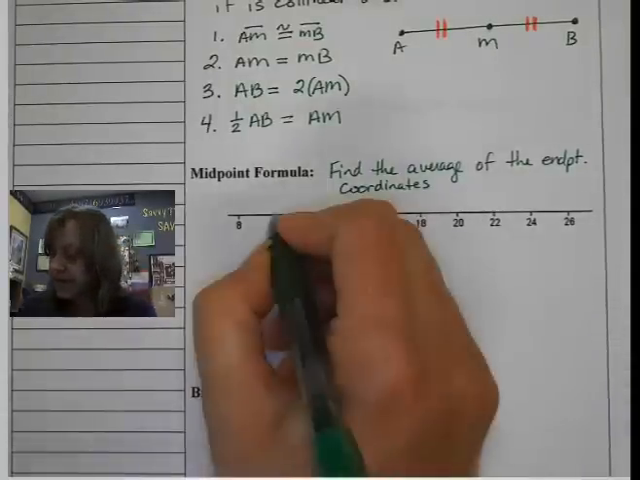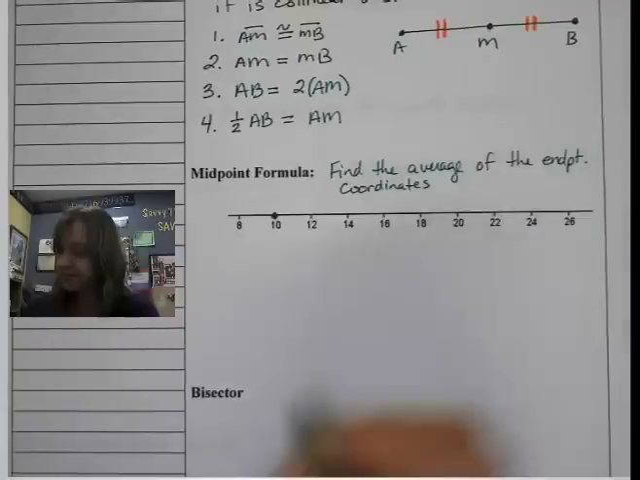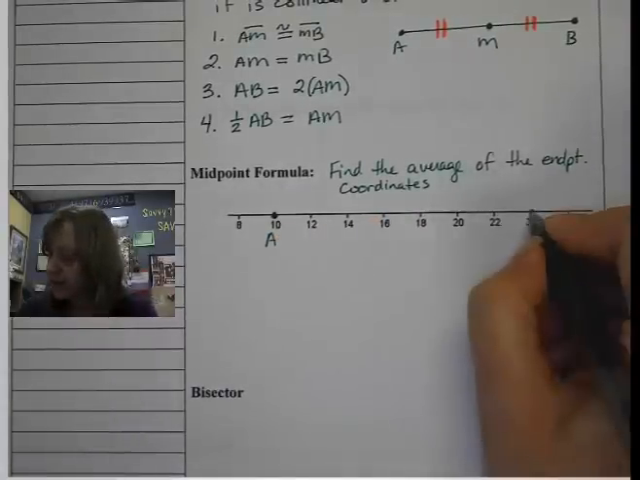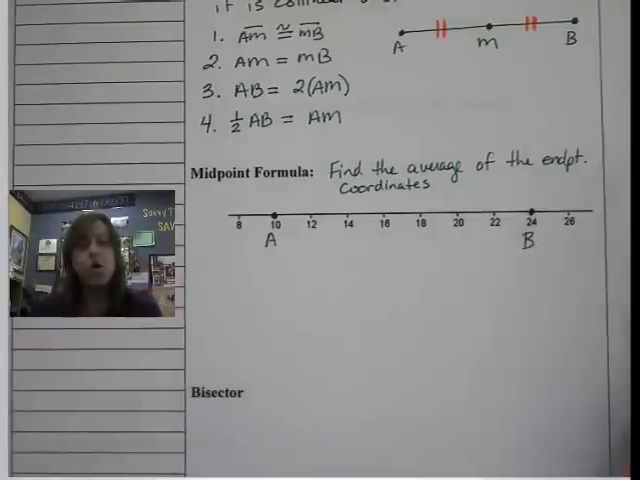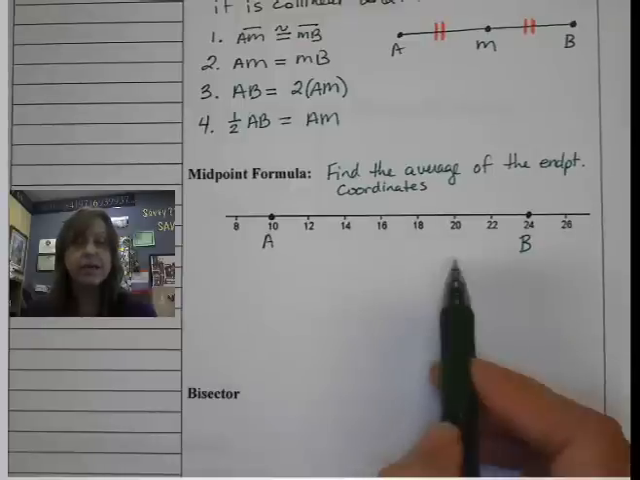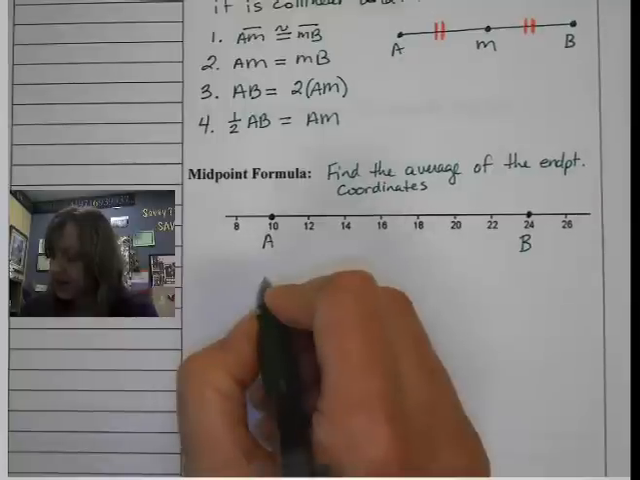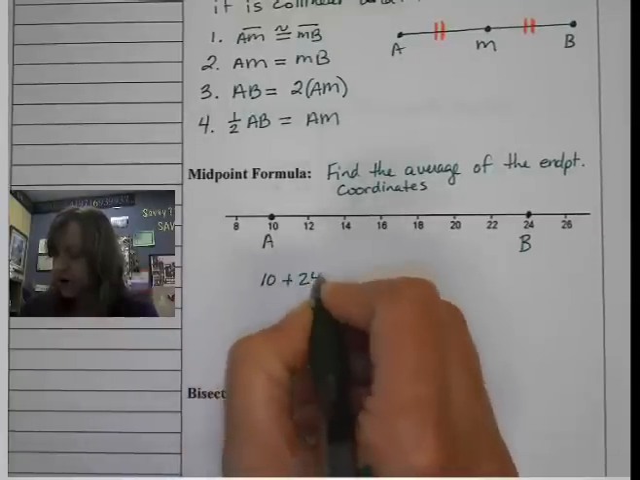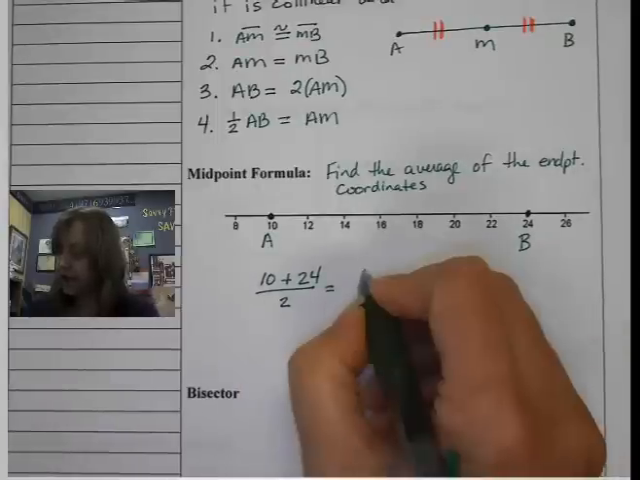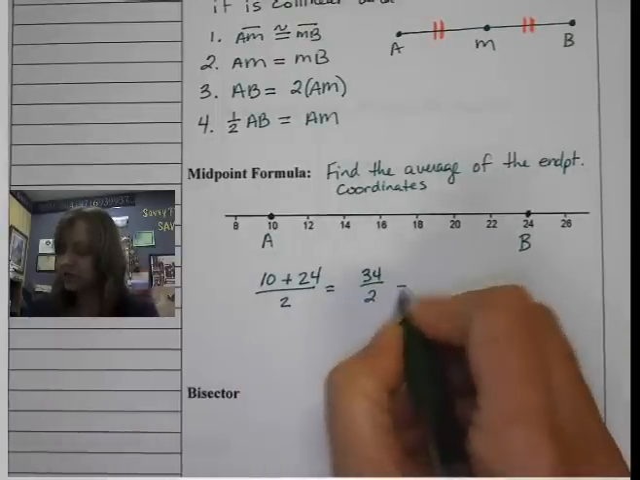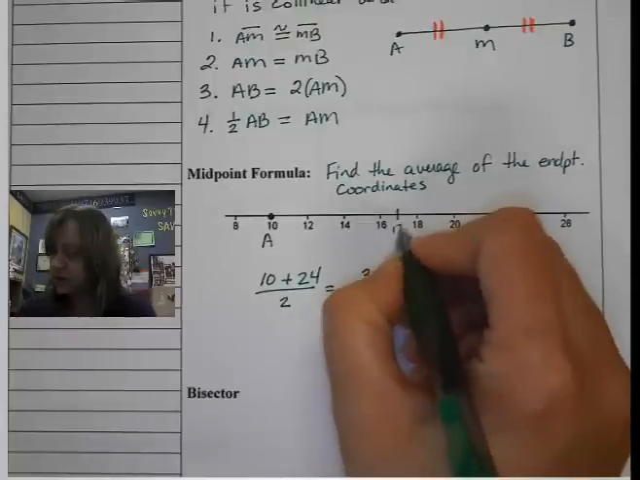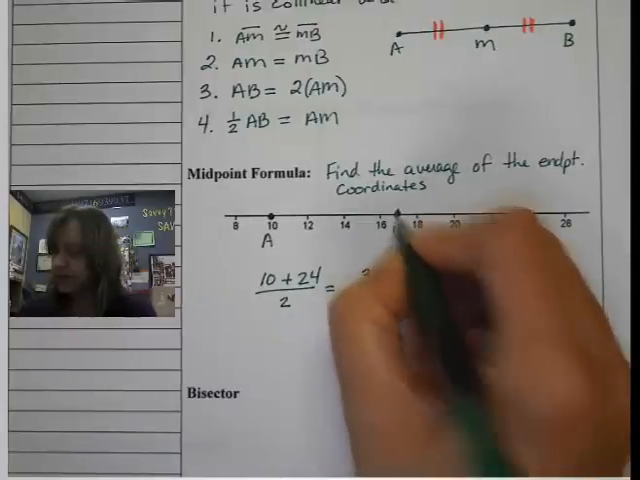Let's say you have a point and it's located at 10 on your number line, and let's call that point A. And you have another point out at 24, we'll call that point B. Where would the midpoint lie? According to our formula, we would just need to average point A and point B's coordinates. So to average them, I would take 10 plus 24 and then divide that total by 2. Okay, 10 and 24, that adds up to 34. 34 divided by 2 gives me 17. So that means that here at 17 on my number line should be the location of the midpoint. We'll call it point M.